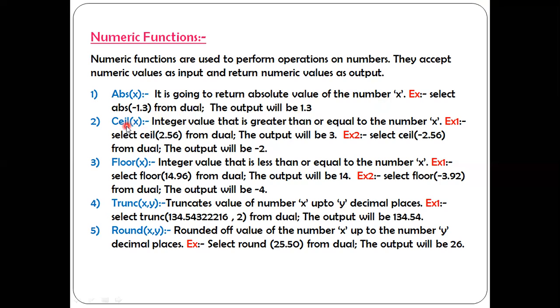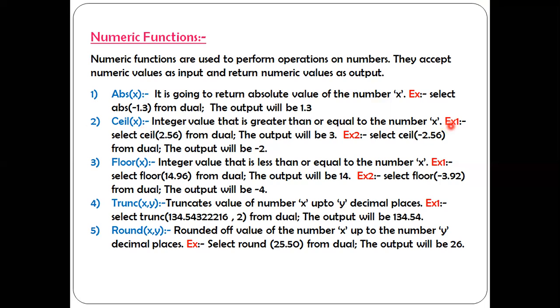Got it? The second one, ceil. The second numeric function is CEIL. How many parameters are there for this function? We have only one parameter, that is x. This function is going to return an integer value that is greater than or equal to the number x.